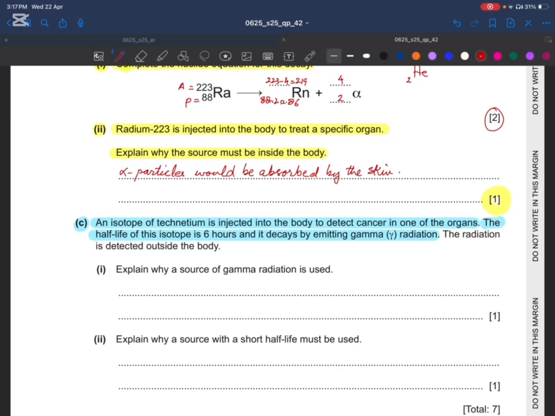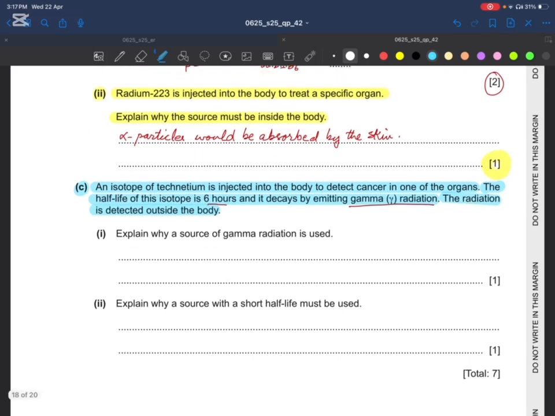So the half-life is short, and the emission is gamma radiation, which is dangerous, you can say, most penetrating. The radiation is detected outside the body. And obviously, as I said, you have very penetrating radiations, gamma radiations. So what is happening in this case? The radiation is detected outside the body. Explain why a source of gamma radiation is used. So simply you can say the same thing as I said, because you are detecting the radiation outside the body, you have to use the most penetrating radiations.